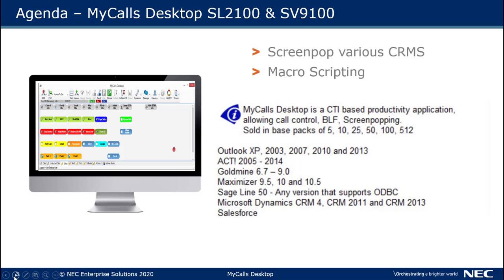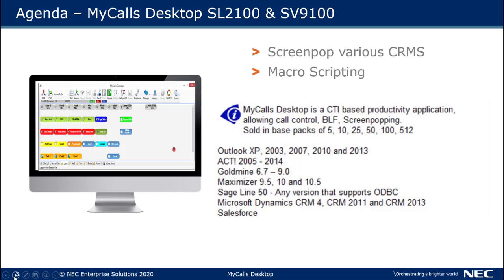The application itself will screen pop Outlook, App, Goldmine, Maximizer, SageLine 15, Microsoft Dynamics, and Salesforce. Now you'll notice they're all the different version numbers. Okay, so as an example, out of the box, we can screen pop Goldmine, providing it's version 6.7 to version 9. Okay. Now, as we're aware, software developers, CRM developers try and improve their applications on a regular basis. So let's say a customer goes to version 10 of Goldmine. I can't guarantee that the application is going to continue to work, okay?